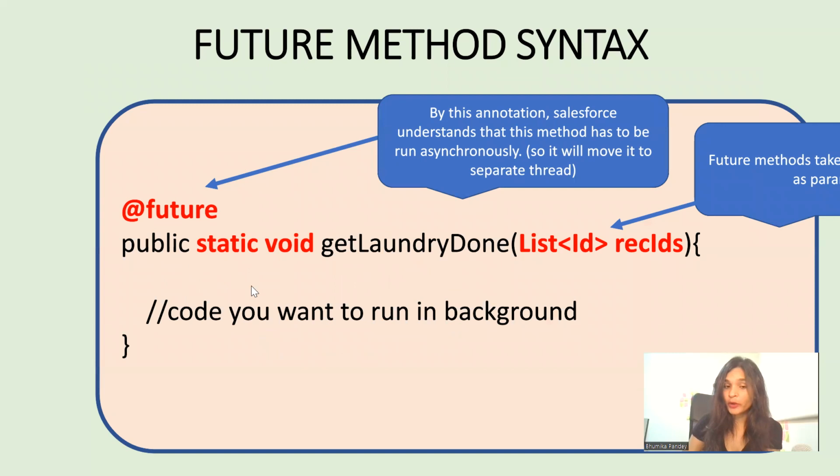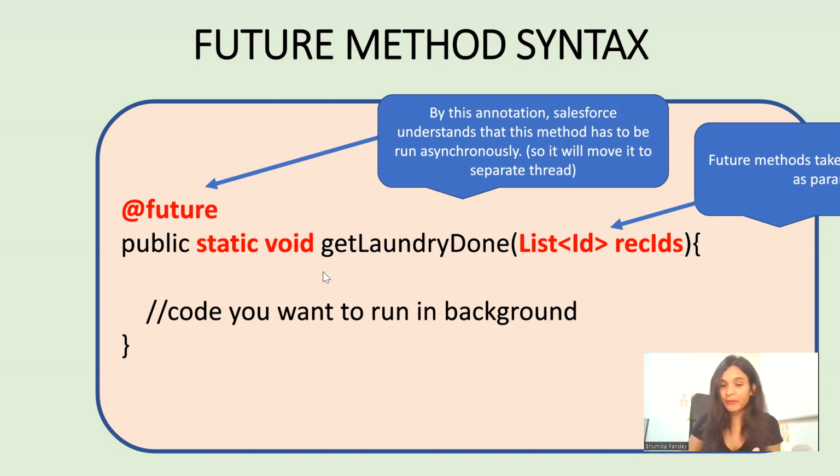Okay, the second point of the syntax is that you always have to define your future method as static void. Why void? Because whenever you're defining this future method, it is not going to run at the same time, so it will not have the response or output at the same time when this method is called, right?